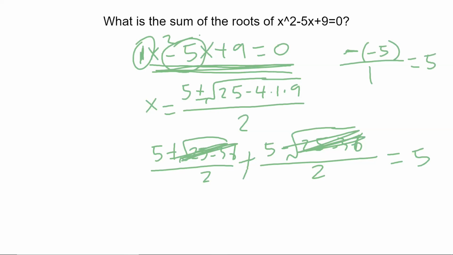So the sum of the roots means that there are two roots to this equation. Like, for example, there is this number. And we already know from the quadratic formula, for example, one of these numbers could be 5 plus the square root of 25 minus 36 divided by 2. So this is just a number.